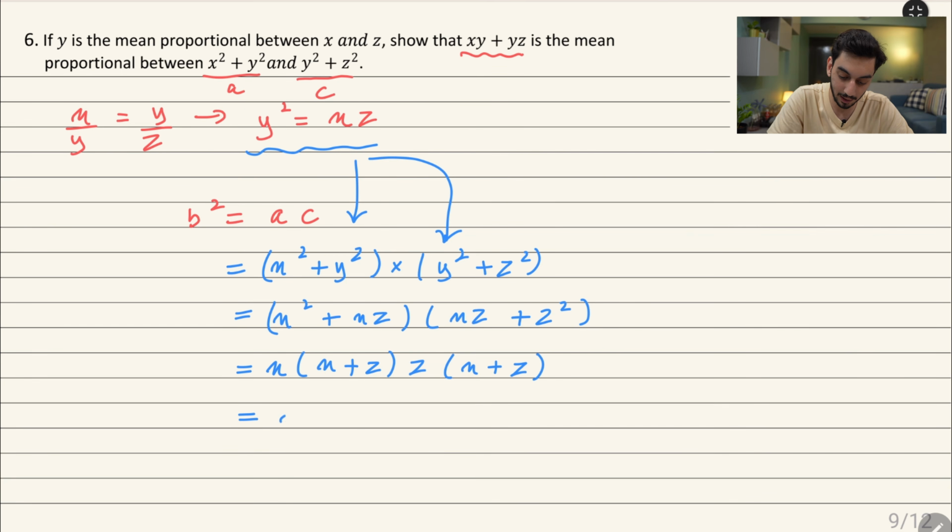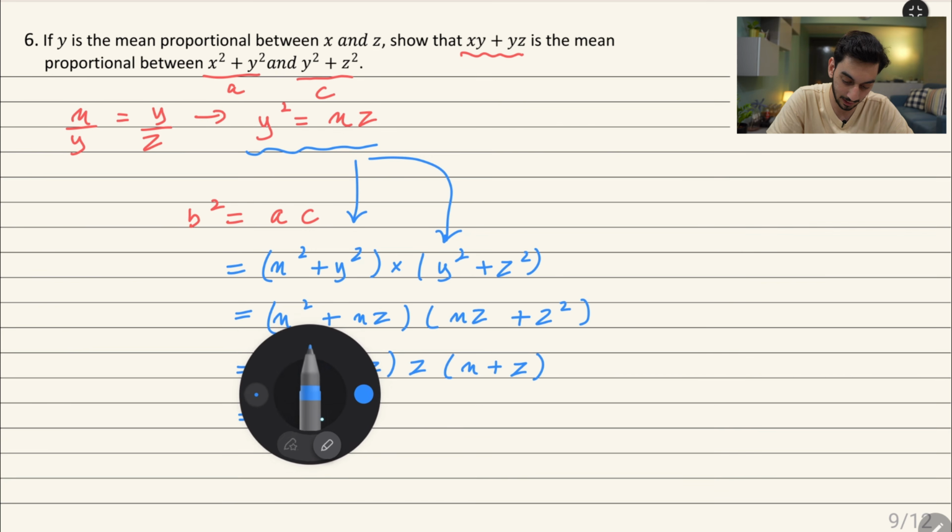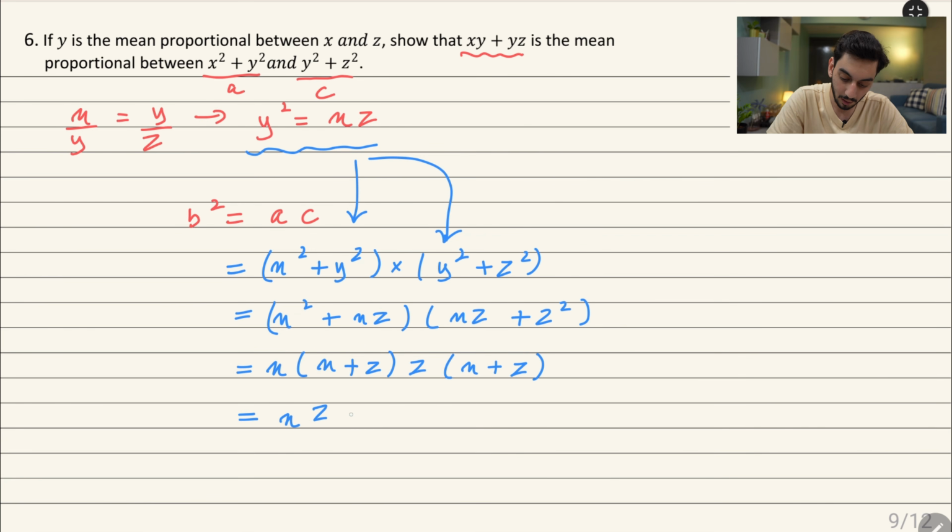Now this thing can be written as x and this z together, so xz times, there is a bracket which is x plus z, there is another bracket which is x plus z, so x plus z times x plus z is x plus z, all of that square. Now this is the value of actually b square. Now xz is actually y square if you look over here, so I'll just write this thing to be equal to y square times x plus z the whole square. This is equal to b square.